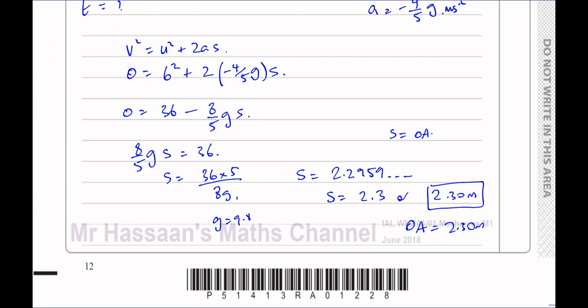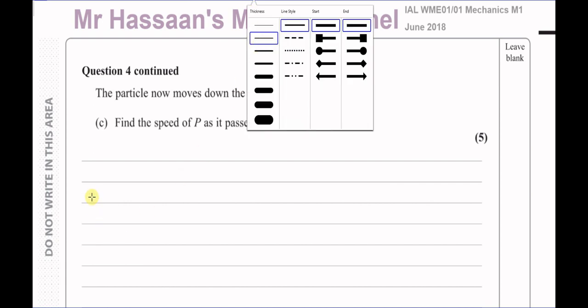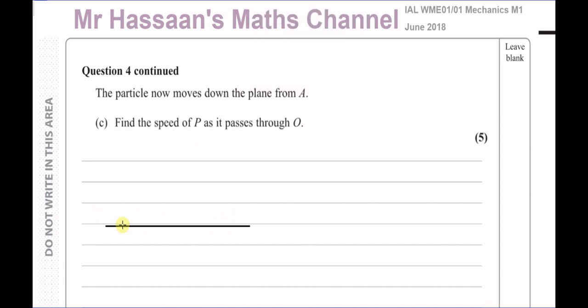Now for part C of the question. Is there a part C? I think there is. Yes. The particle now moves down the plane from A. Find the speed of P as it passes through O. Okay, so now basically what's happened is you have this particle that has gone up to A. So it's gone from O to A. All right, so it's gone up.